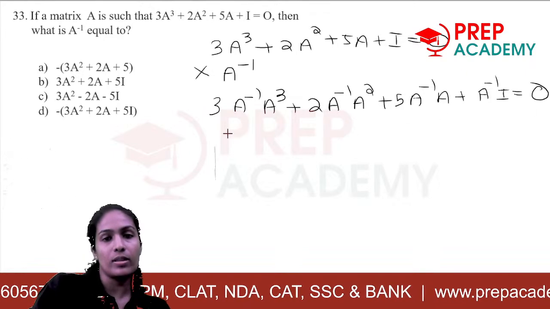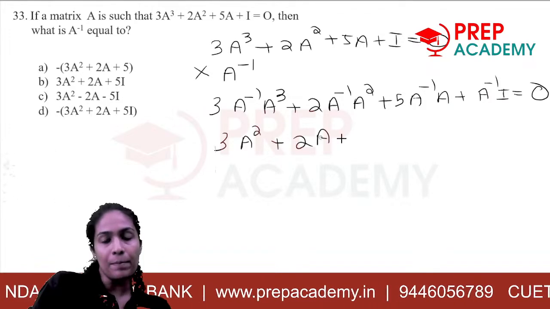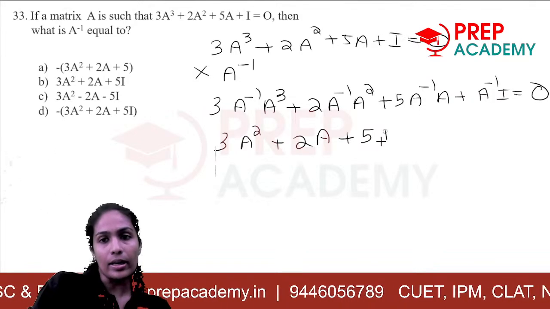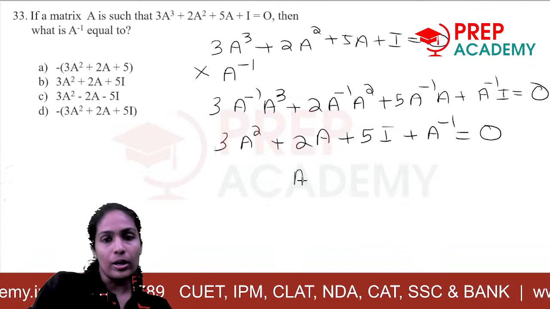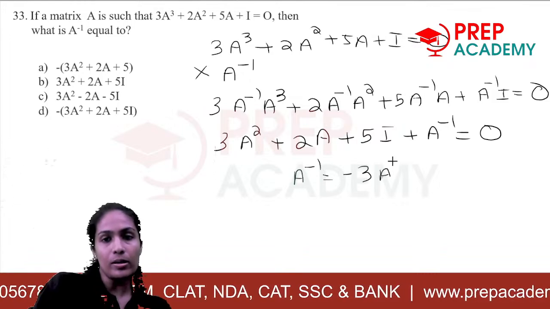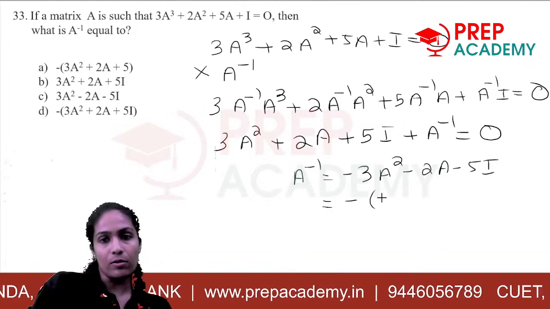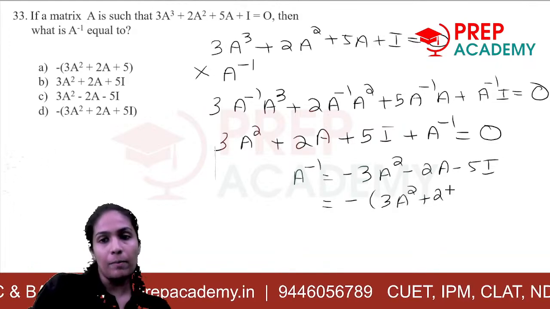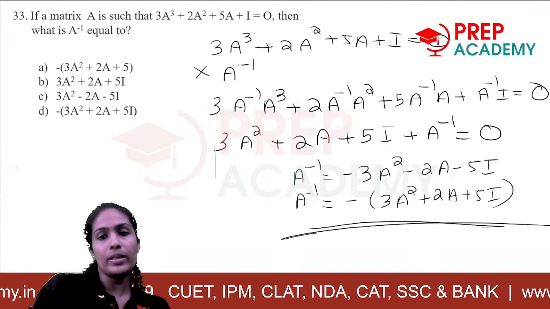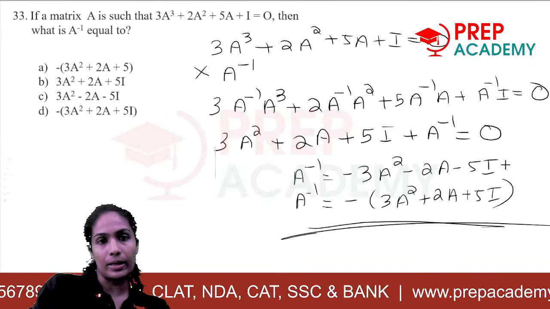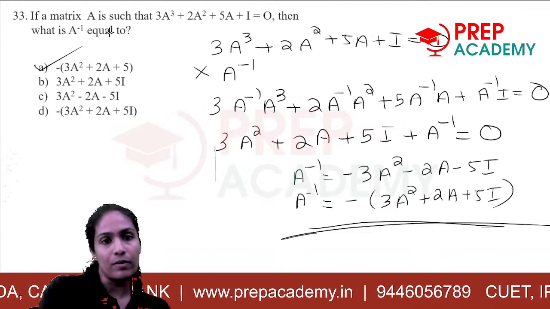Multiply throughout with A inverse. 3 into A inverse into A cube is A square, plus 2 into A inverse into A square is A, plus 5 into A inverse into A is I, plus A inverse into I is A inverse, equal to 0. So A inverse equals minus 3A square minus 2A minus 5I, which is minus of 3A square plus 2A plus 5I. So A inverse is equal to minus of 3A square plus 2A plus 5I. Option A.